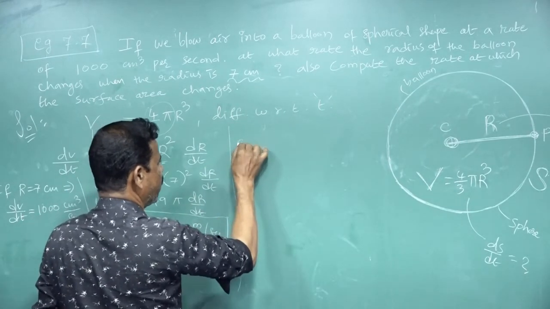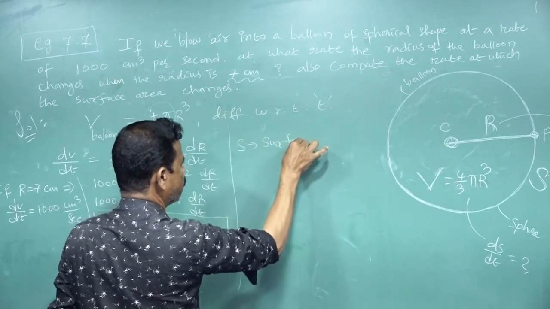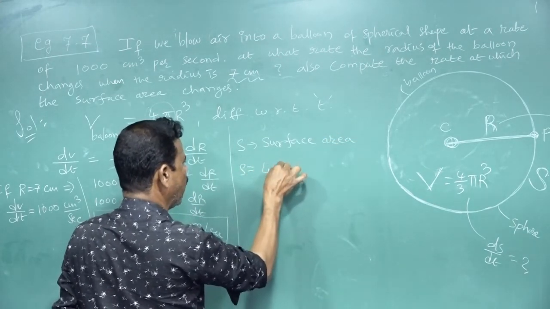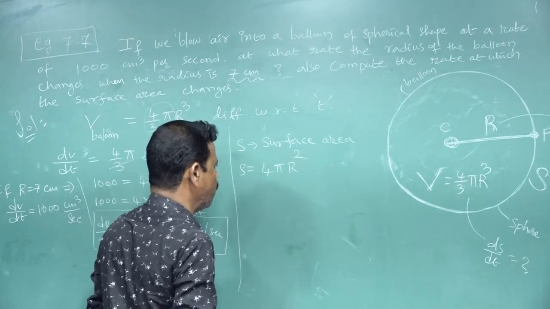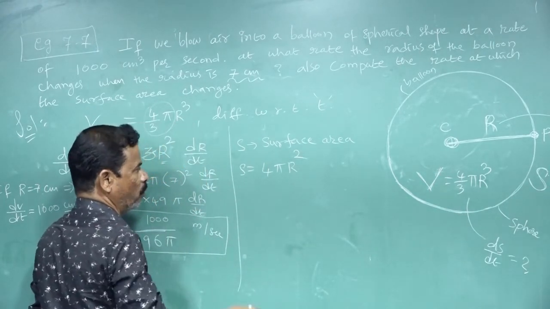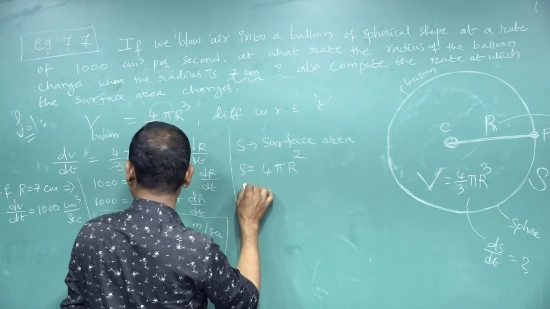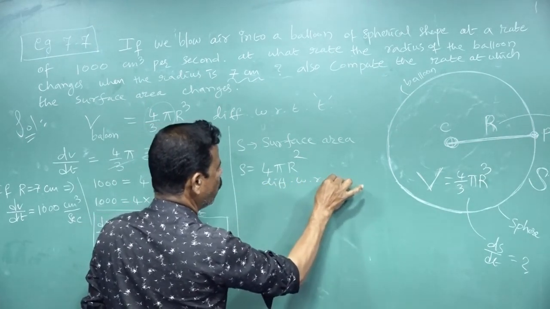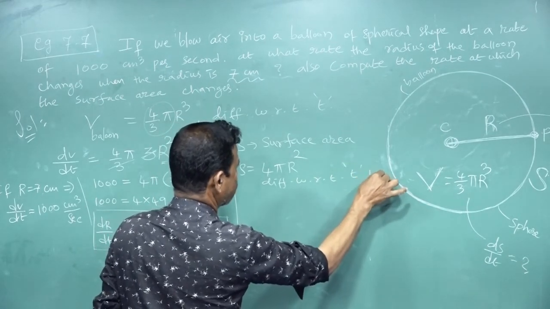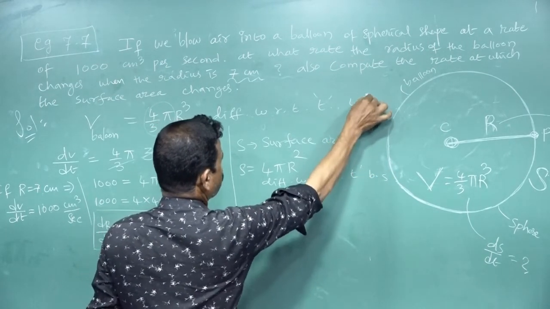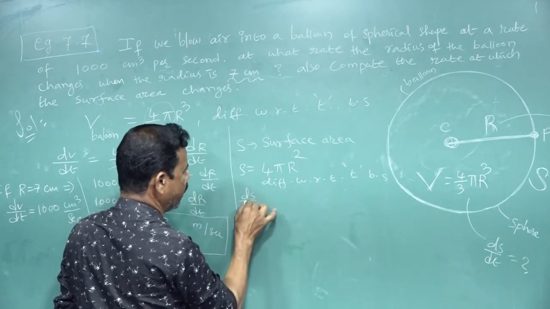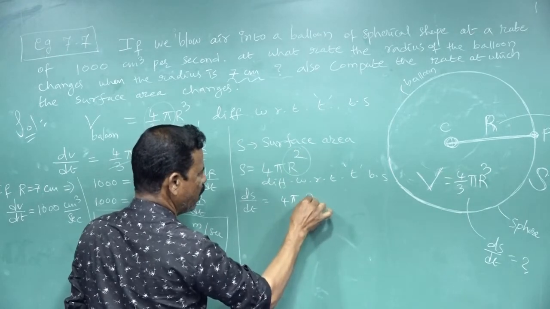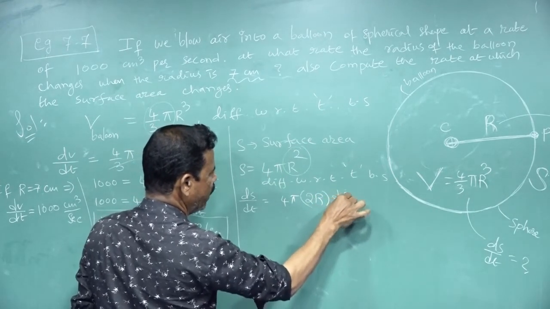Surface area. S is the surface area. So S is equal to 4π r². This is the surface area of this spherical balloon. So we find the differentiation here, differentiation with respect to t on both sides. dS/dt is equal to 4π constant, and r² differentiates to 2r dr/dt.